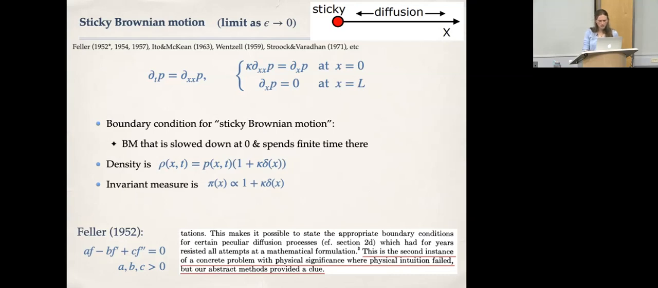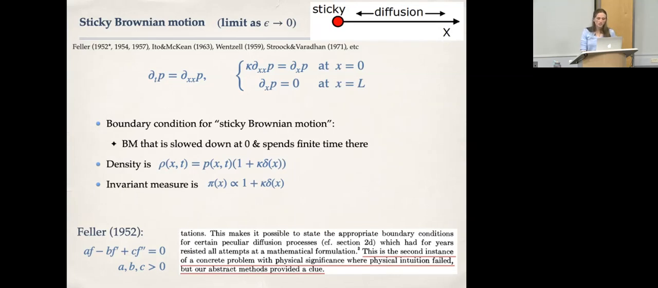So that's unusual. Usually what we see is either p_x is 0, which would be a reflecting boundary condition, or we might see p is 0, which means the process is absorbed at 0. But here we have the second derivative is proportional to the first derivative, which is a little weird. And I find this not intuitive. I find it just hard to understand just by staring at it.